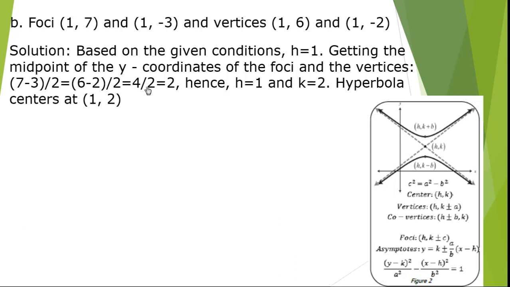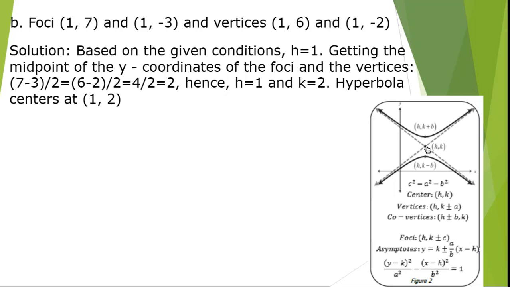Okay. Getting the midpoint of the y coordinates of the foci and the vertices. In this case, let's get the midpoint of 7 plus negative 3, or simply 7 minus 3, that's 4 over 2, that's 2. And we have here 6 plus negative 2, or simply 6 minus 2, that's 4 all over 2, and it's equal to 2. So we have our k, the midpoint, wherein that is the center. So we have the center is at (1, 2) here.